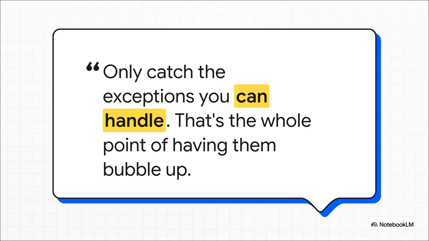You know, a user on Reddit put it perfectly. If you can't actually do something meaningful about an exception, just let it go. Let it bubble up to a part of the code that can handle it. Just catching it to log it and then do nothing is often worse than not catching it at all because it silences a problem.